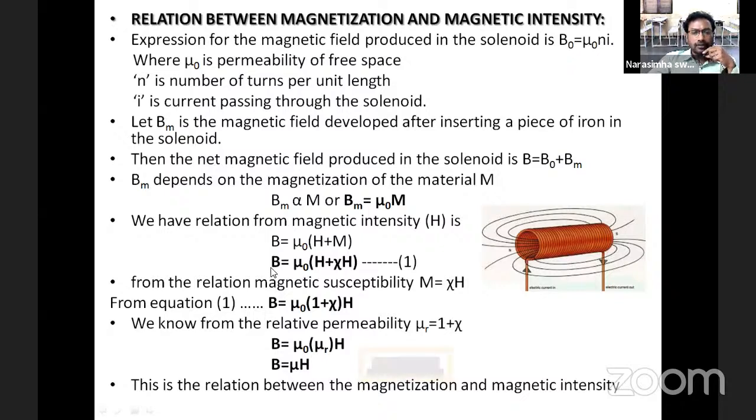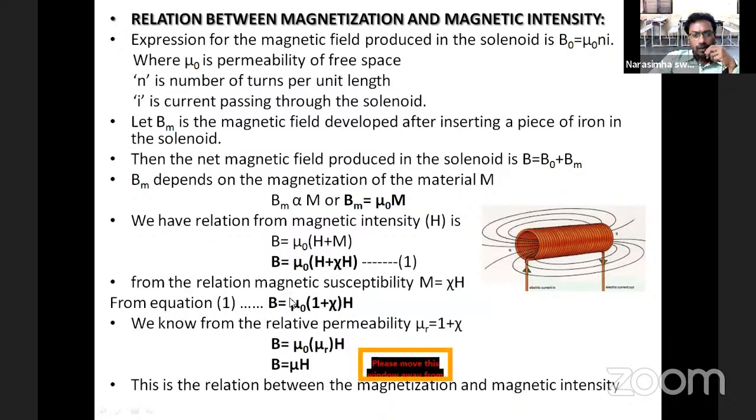See, in this expression, equation number 1 is given here: B is equal to mu naught into H plus chi H. This chi relation we already discussed in the magnetic susceptibility concept. We are just revising the previous discussion, where we discussed all the definitions and obtained some equations, and those equations I am substituting here. Here chi is the susceptibility, so M can be written as chi H. This is an equation: M is equal to chi H. That value is substituted here in equation number 1.